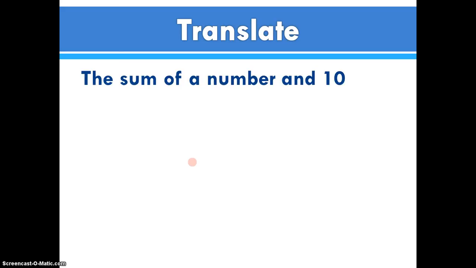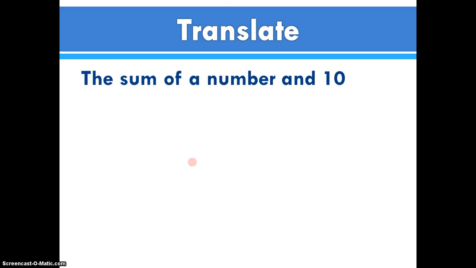All right, so here are a couple examples. We're going to do, I think, three or four examples, and then we'll do some practice problems. So first, you have the sum of a number and 10. If I'm going to translate that, what I want you to do is write that as an algebraic expression. So we know that the word sum means to add. So we're going to add a number and 10.